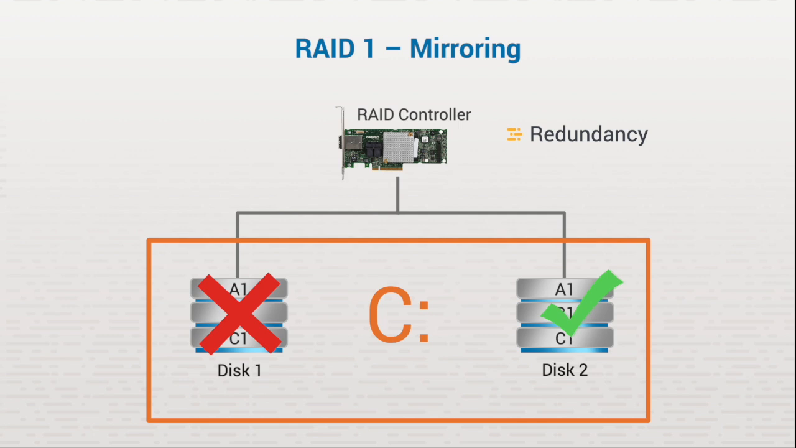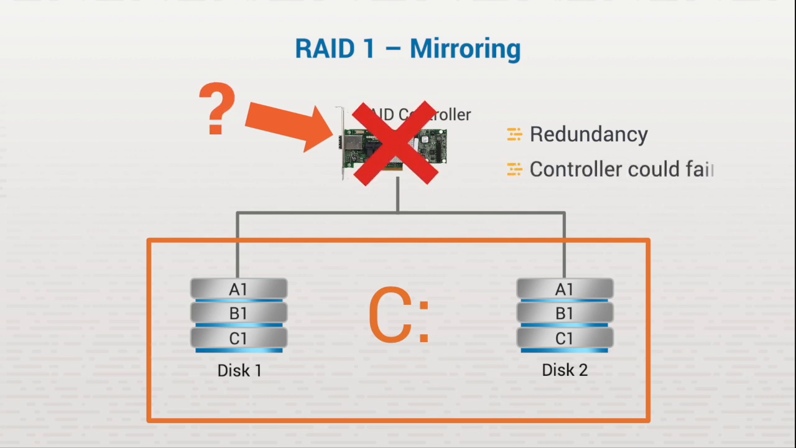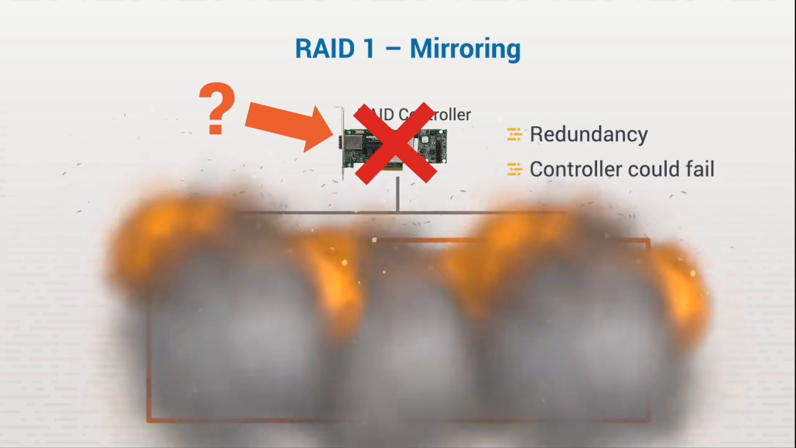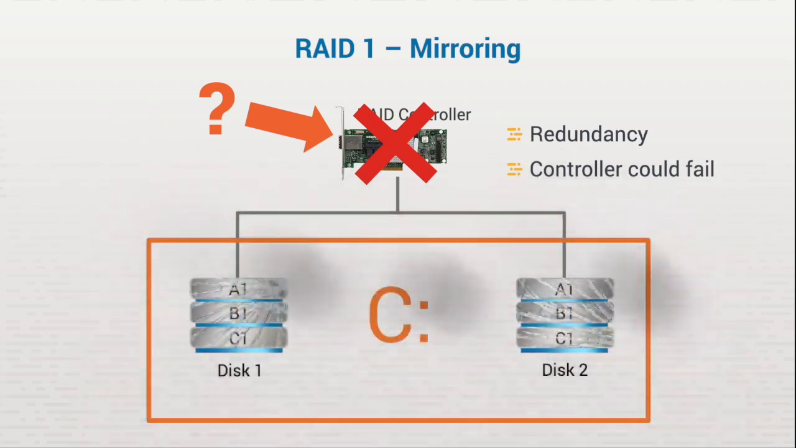Mirroring is great, but there's still a single point of failure. When you set up mirroring, you use one RAID controller to manage the mirrored drive array. If the RAID controller were to fail for any reason, you'd lose all your data. Even though it was mirrored, both disk drives would no longer be operable.